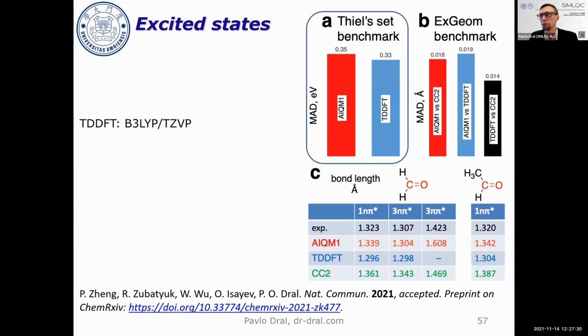This is another example, like you can do excited state geometry optimizations, which is slow. Sorry, Pavlo, can you finish in 1 minute? Okay. One of my last slides.